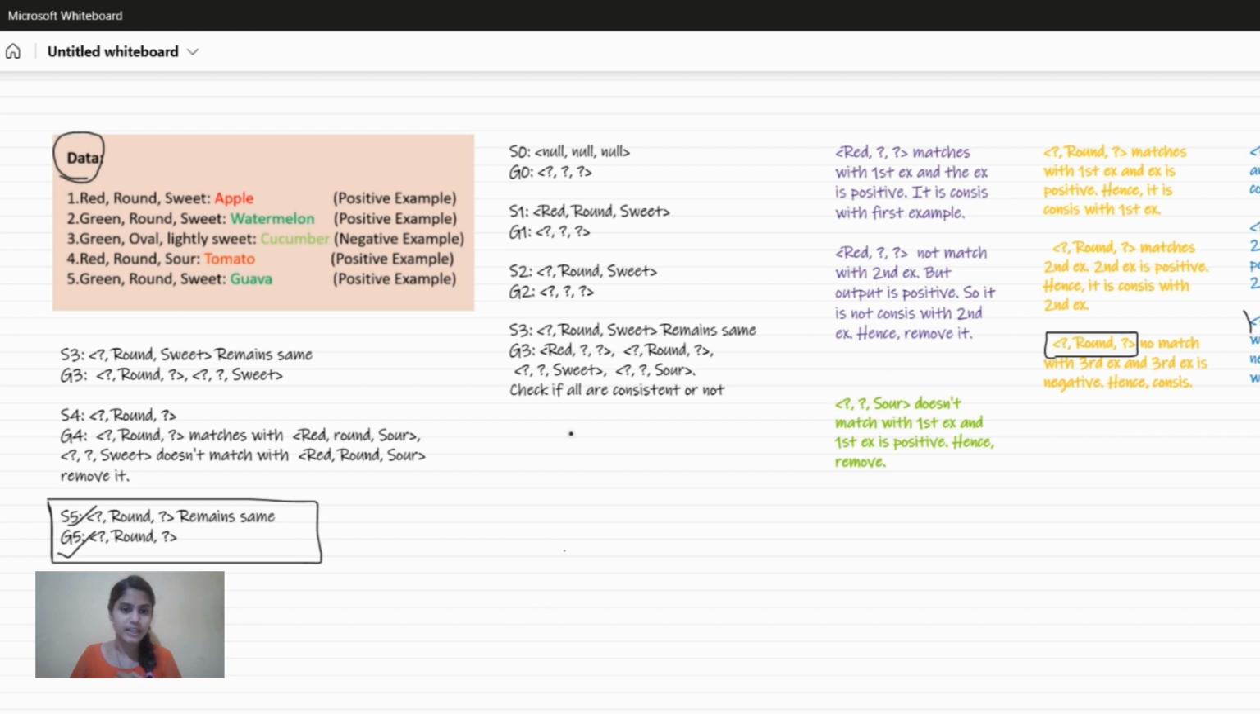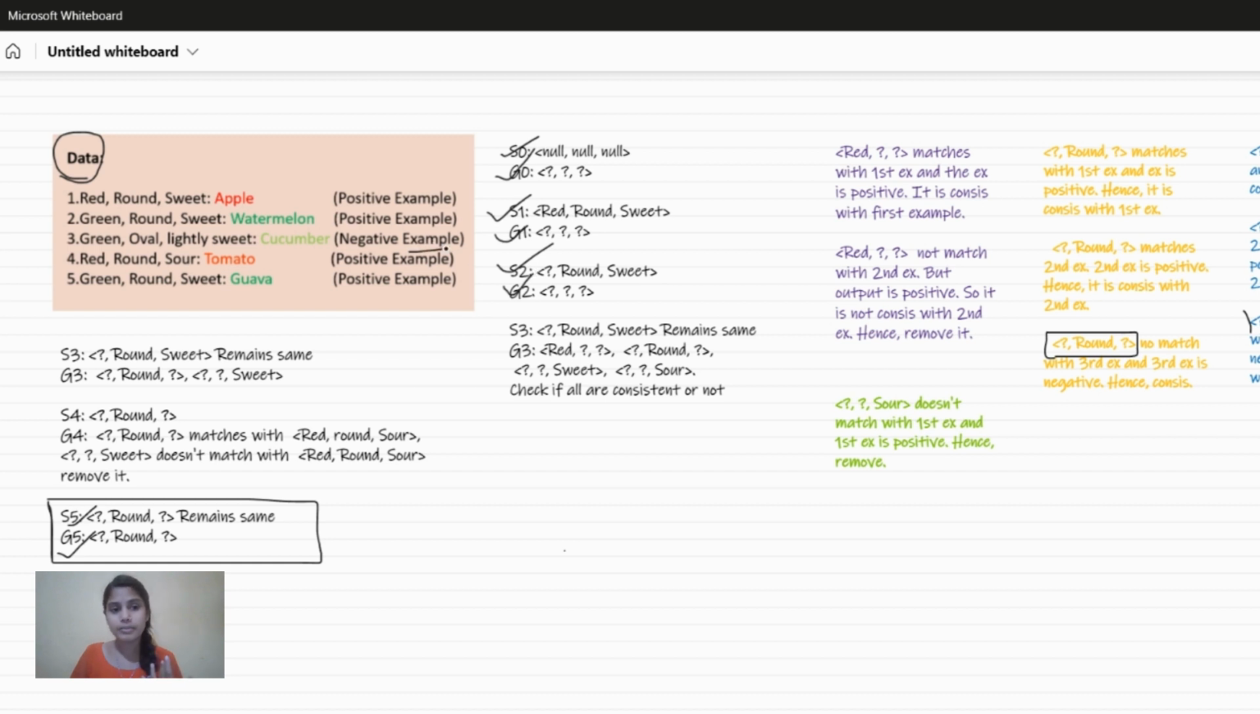Should I give a review? Okay, I'll give a review. So initially we initialized both of them. For positive we are going to work with specific, and general will remain same. Again for positive we are going to work with specific, general will remain same.